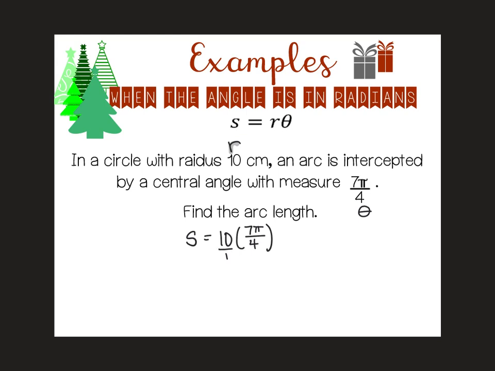You can just write this as a fraction, multiply straight across the numerators. So 10 times 7 is 70, and there's also a pi there. 1 times 4 is 4. That could be written as 35 pi over 2. If you wanted to get an estimate, you could type the pi part into the calculator. So it's about 55 centimeters.